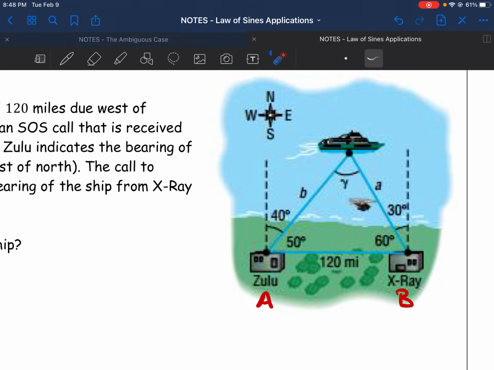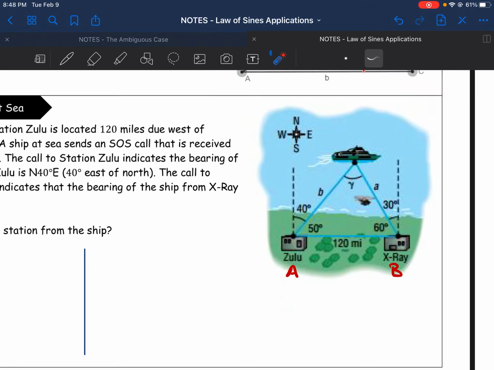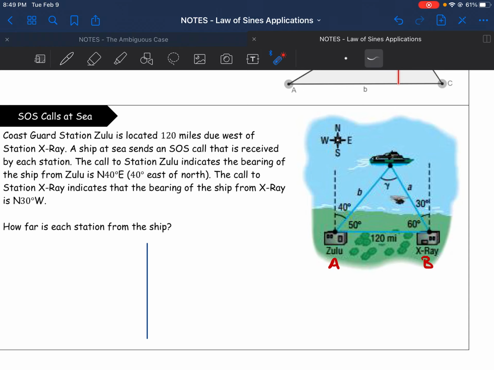And then we have angle gamma right here. This is the Greek letter gamma. And across from gamma is the 120-mile distance between the Coast Guard stations. So the question here is, how far is each station from the ship? So what we're trying to find is A and B.